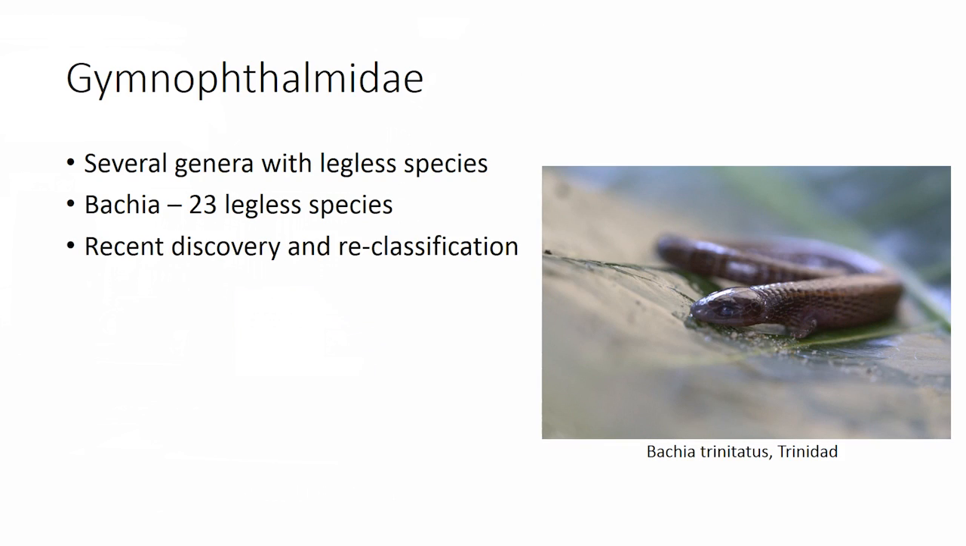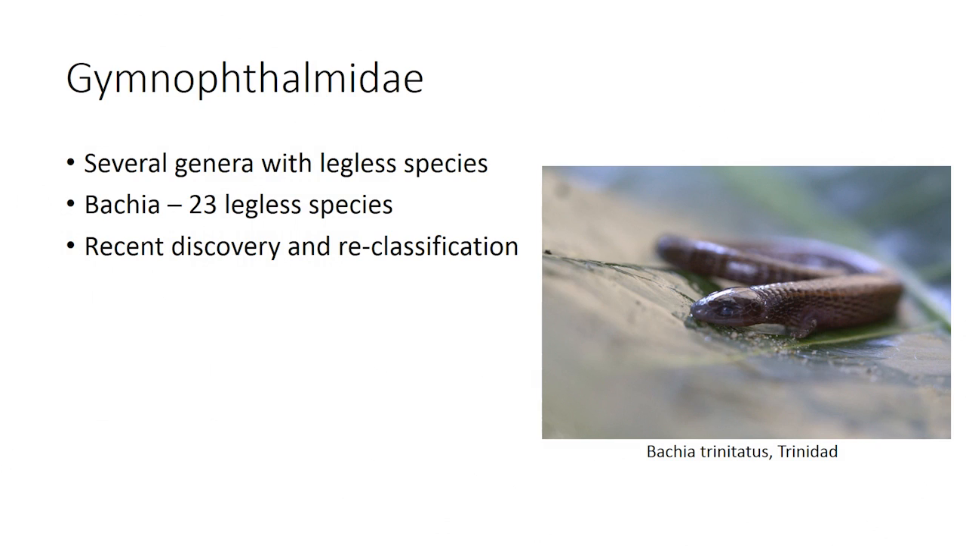For instance, this one, Bachia trinitatis, it's named that because it was found in the island nation of Trinidad. They really were only discovered in like the 1970s. Like 1973 was the first really documented case of them being put in a journal. And even as late as 1995 and 2003, they've discovered new ones.